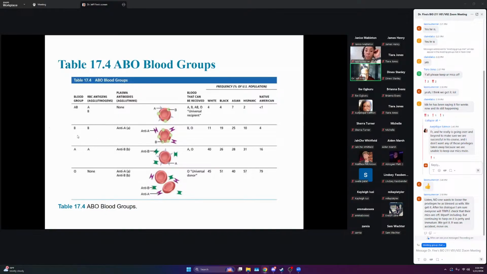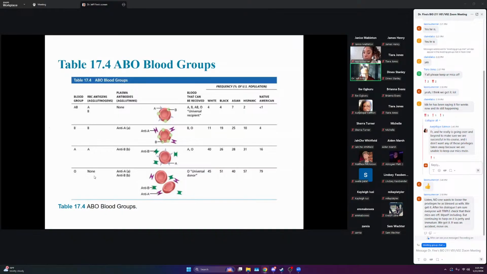If you're type B blood, in this case, you just have the B antigen. So you're going to have the antibodies hunting for type A. Okay, so if you have type B blood, you can receive B. And once again, you can receive O because it has no antigens.